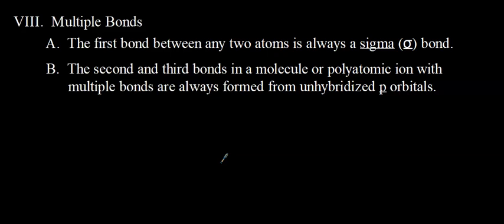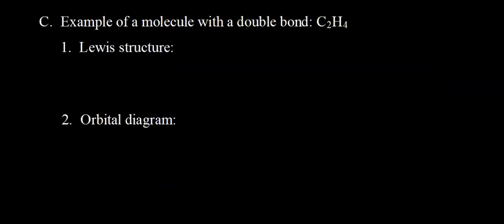So remember we talked about sometimes there are p orbitals that are left unhybridized. Well, sometimes those orbitals overlap with p orbitals from other atoms to form the second and third bond in a molecule. Again, I'll show you what I mean by that in just a minute. All right, let's take a look at this molecule, C2H4. Let's draw the Lewis structure. This does have a double bond.